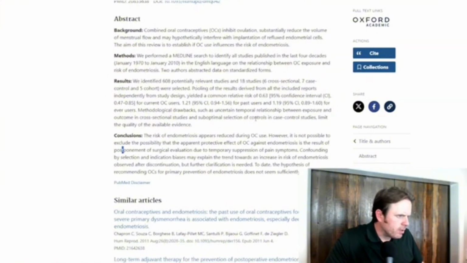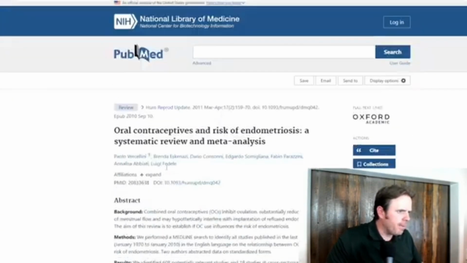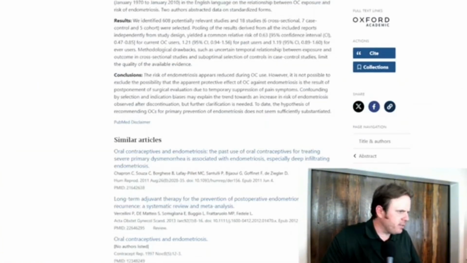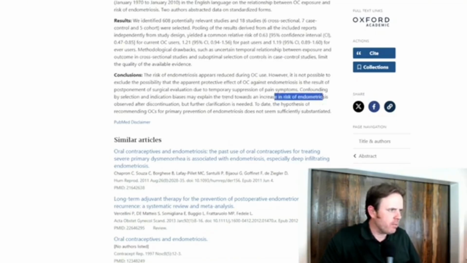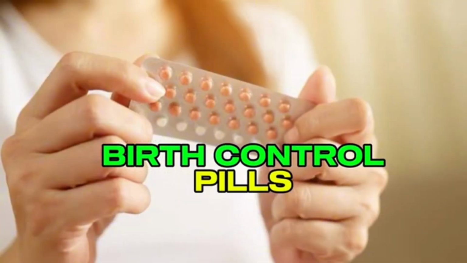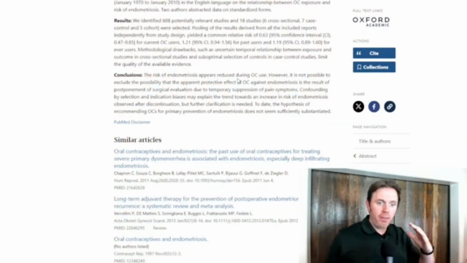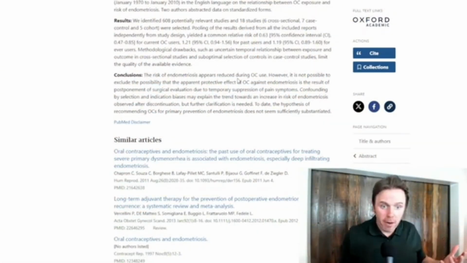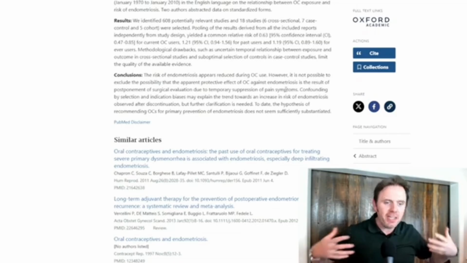There's one part in the actual conclusion that I pulled right here, the next sentence: confounding by selection and indication biases may explain the trend towards an increase in risk of endometriosis observed after discontinuation. So that means these women are taking birth control pills, their endometriosis symptoms get better, and then they come off the pills, maybe because they want to get pregnant, maybe because they're having side effects. Either way, they're off the pill. Now the risk actually goes up for endometriosis. You didn't actually fix the underlying physiology.